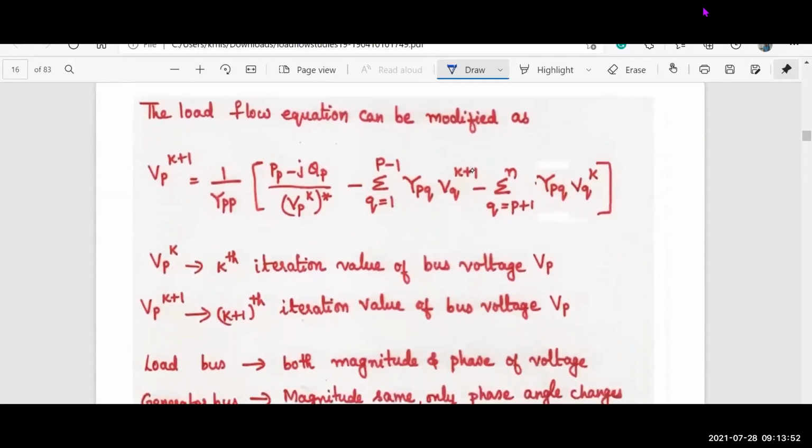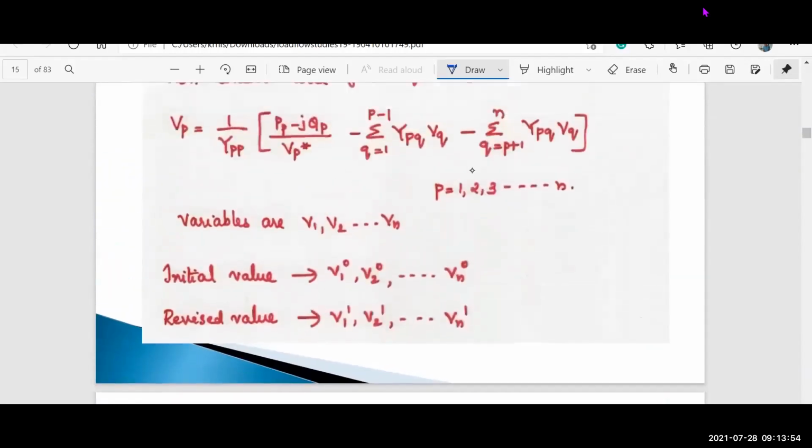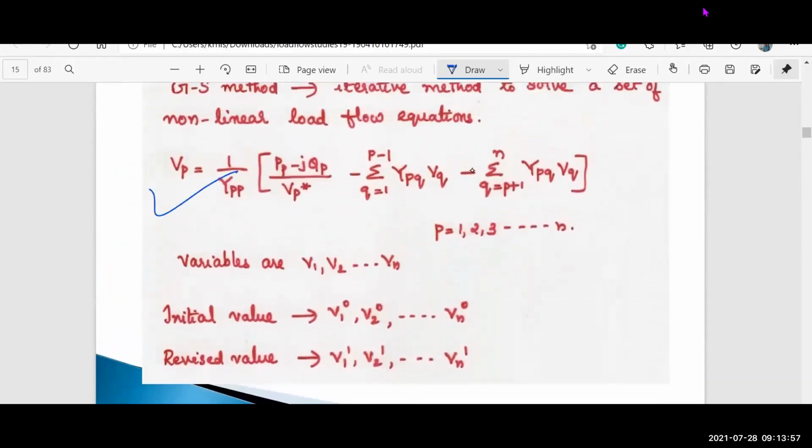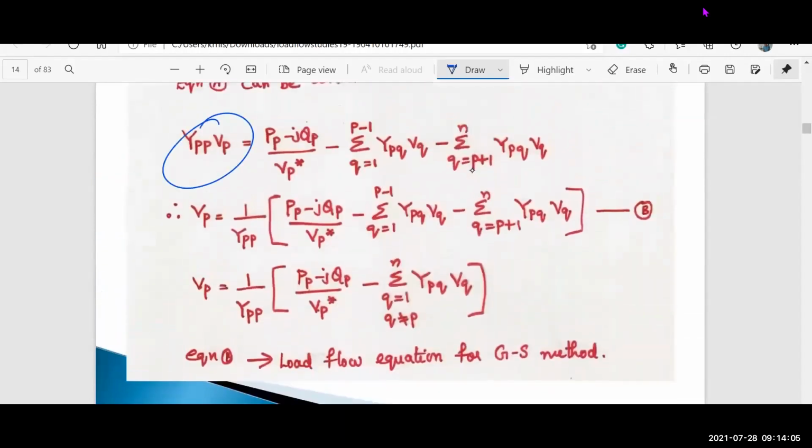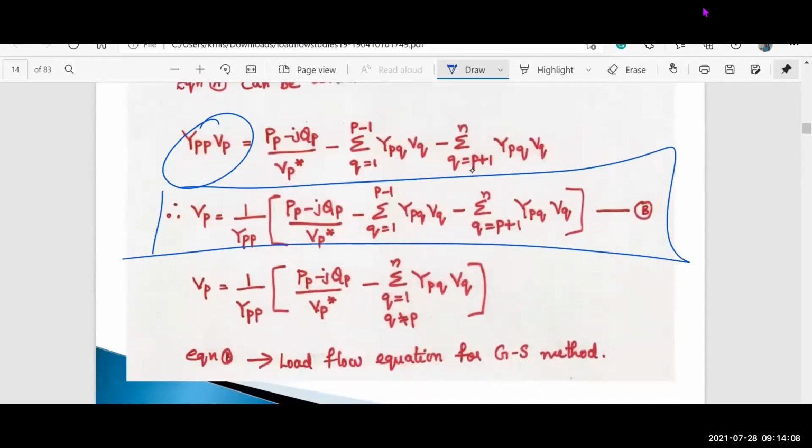So this load flow equation, what you have got over here, this part. This YPP is 1 by YPP, this was earlier YPP into VP. Over here you could see in this part. So this was the final equation what you have got: VP equals 1 by YPP, (PP minus jQP) over VP star, minus summation of YPQ VQ for Q equals 1 to P minus 1, and Q equals P plus 1 to N. So this equation we have got.